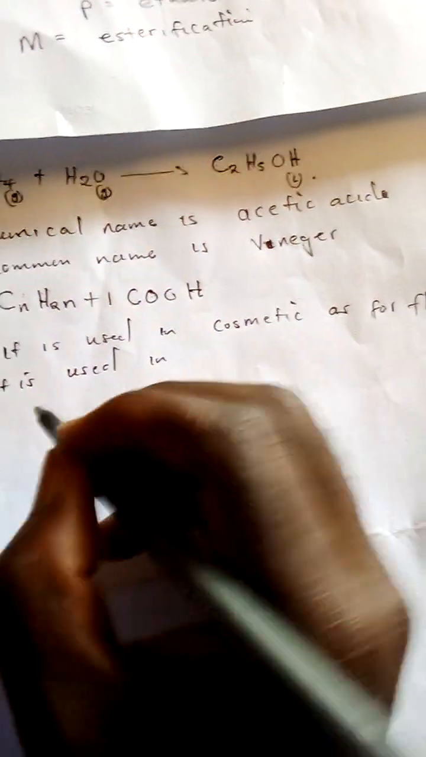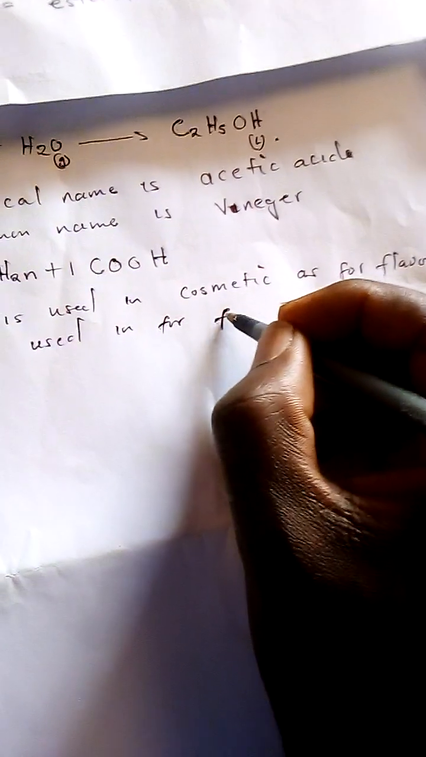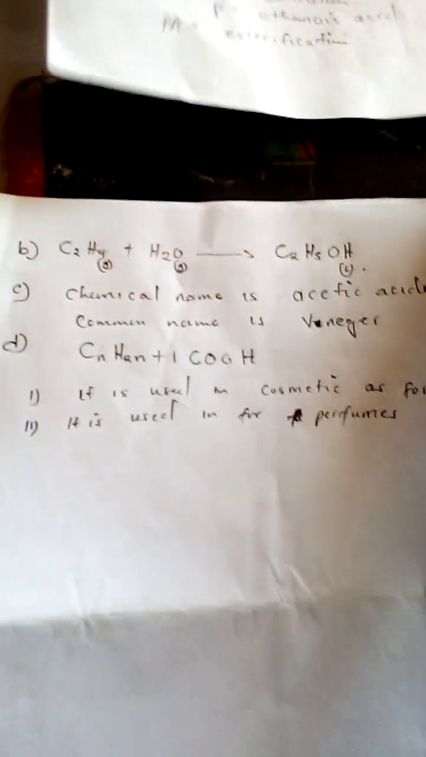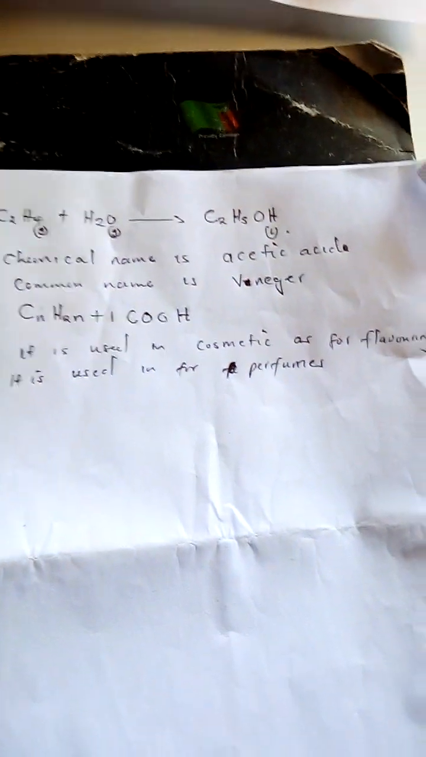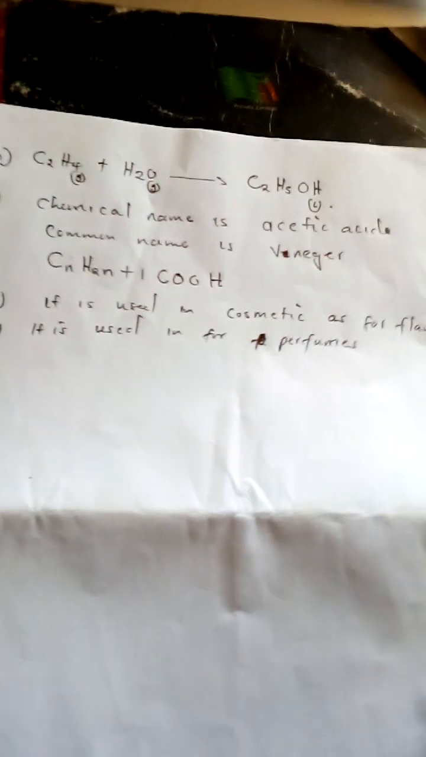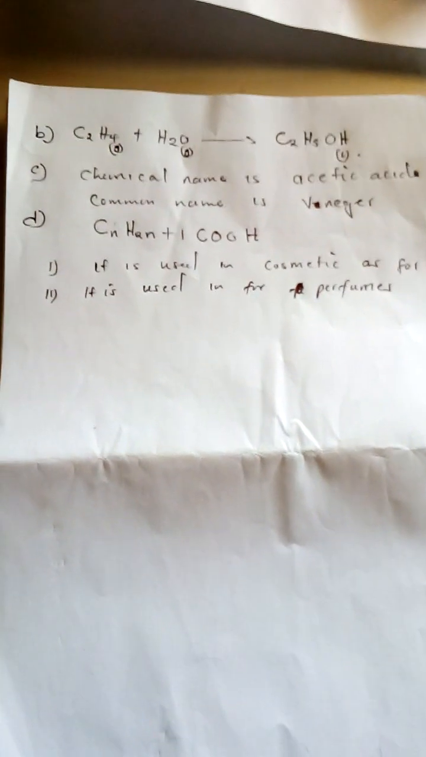for perfumes. It is used in perfumes, to add flavor or taste. Ethyl ethanoate has a pleasant smell, with a sweet aroma. So it is used in those products as they are making them.